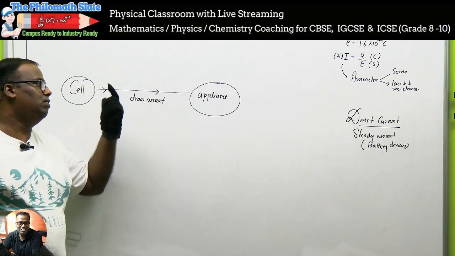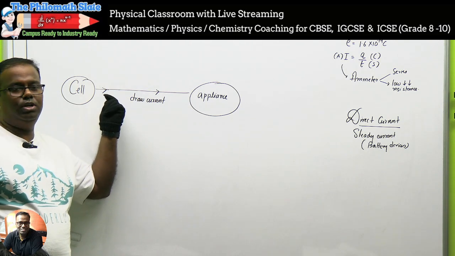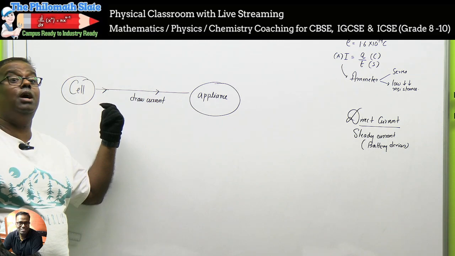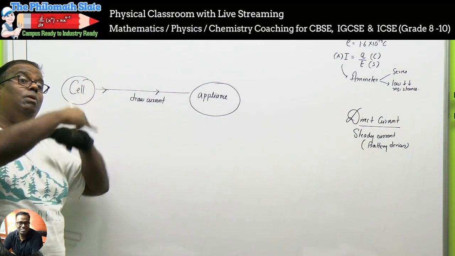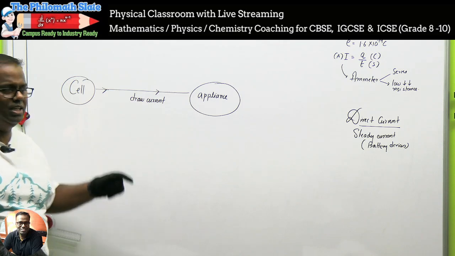Chemical reactions convert the chemical energy to electrical energy. By the time the chemical reaction is completely over, the cell is exhausted. You have to replace it. And if you have a rechargeable cell, you do the reverse: you give electrical energy to produce chemical energy again, and then it starts giving again. Okay, we will see all this later.